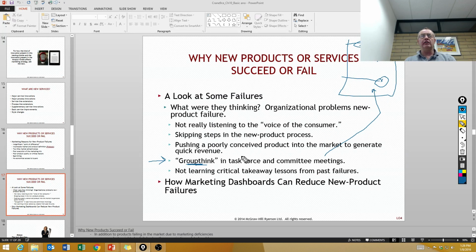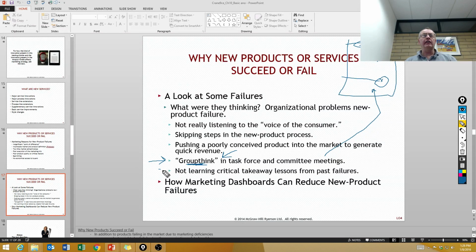So this groupthink is kind of a modern term for what I would say is the Emperor's New Clothes syndrome. And you'll remember that fairy tale about the Emperor's New Clothes. People were afraid to say what they saw, that the Emperor didn't have any clothes. So groupthink is the same kind of thing, but in the marketing field.